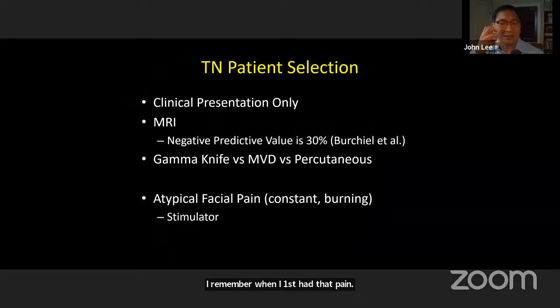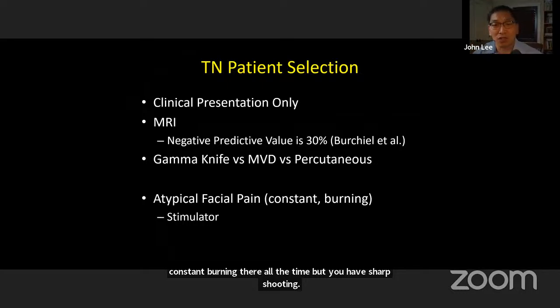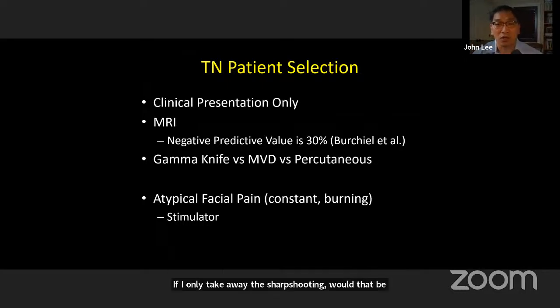It needs to just be that sharp shooting pain. Now you can have a mixture, but I always say, if you have a mixture of constant burning there all the time, but you also have sharp shooting, if I only take away the sharp shooting, would that be sufficient to warrant doing this surgery? That's a question I always pose to my patients with mixed or Brachial type 2, for example, trigeminal neuralgia.